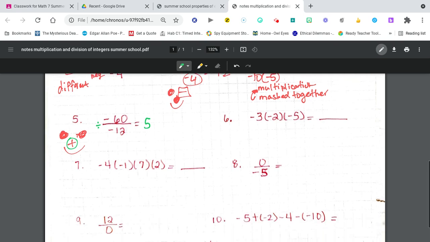Now, what do you do if it has more than one number, like on number 6? So you just work them 2 at a time. So I'm going to multiply these two and ignore the negative 5 right now. I'm going to use the smiley face. 3 is negative, cross out the negative. 2 is also negative, cross out that negative. So I know once I multiply 3 times 2, I get 6, but it's going to be a positive 6. But I still need to multiply that positive 6 by this negative 5, so I'll bring that down. Now I'm going to use the smiley face again.